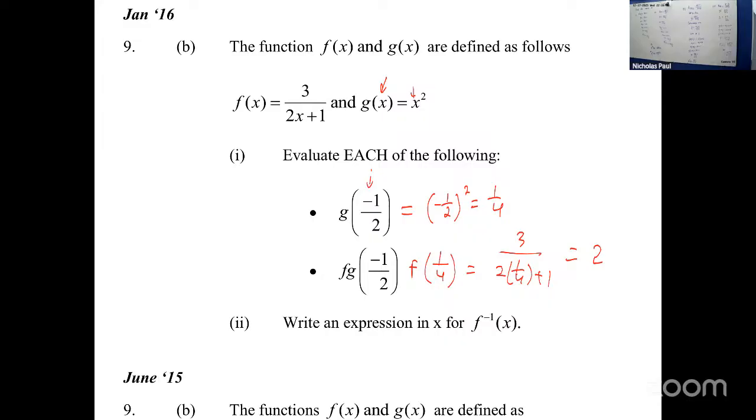Interchange x and y and solve, and cross multiply. It might have cross multiply. You can cross multiply.